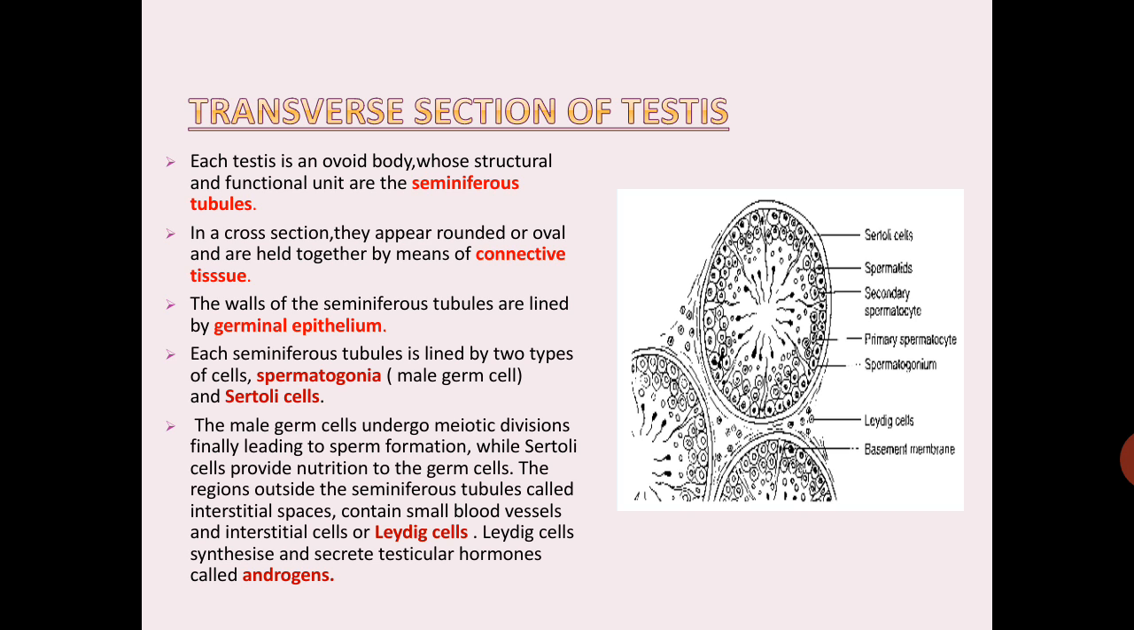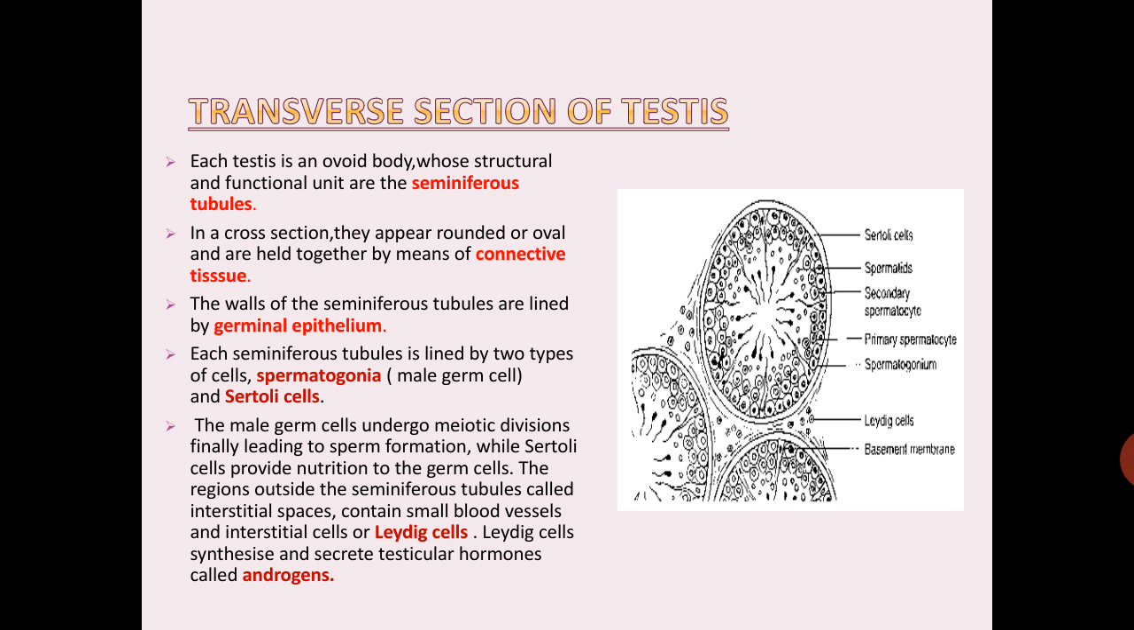When the transverse section is taken through the testis, seminiferous tubules are visible, and these seminiferous tubules are the structural and functional unit of the testis. In a cross section, they appear rounded or oval and are held together by means of connective tissue. The walls of seminiferous tubules are lined by germinal epithelium.